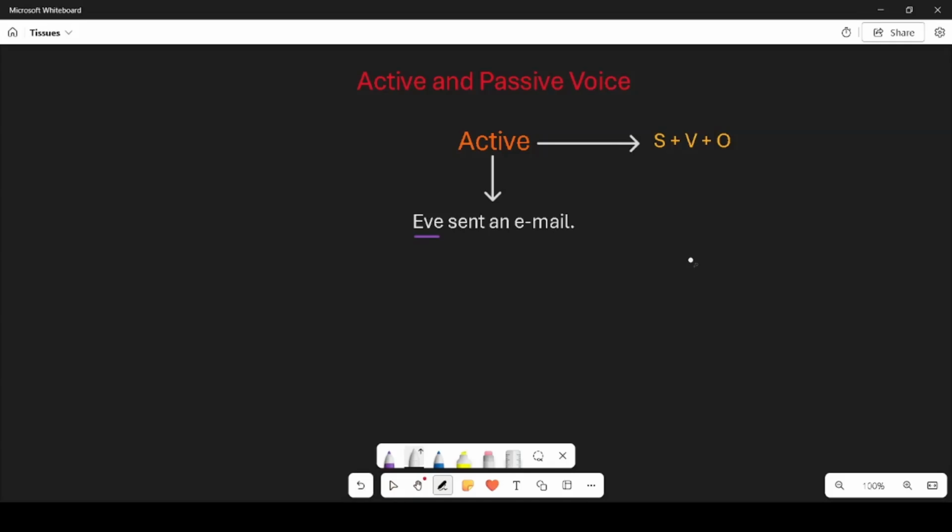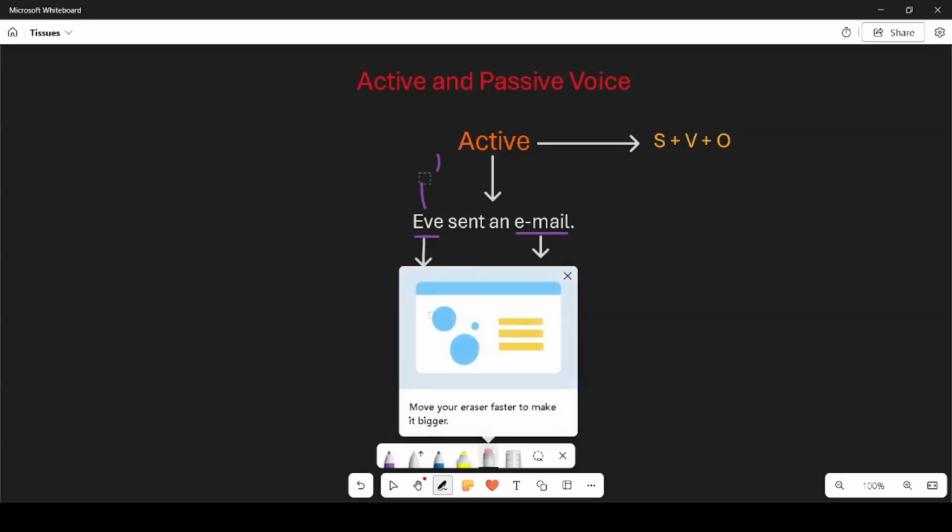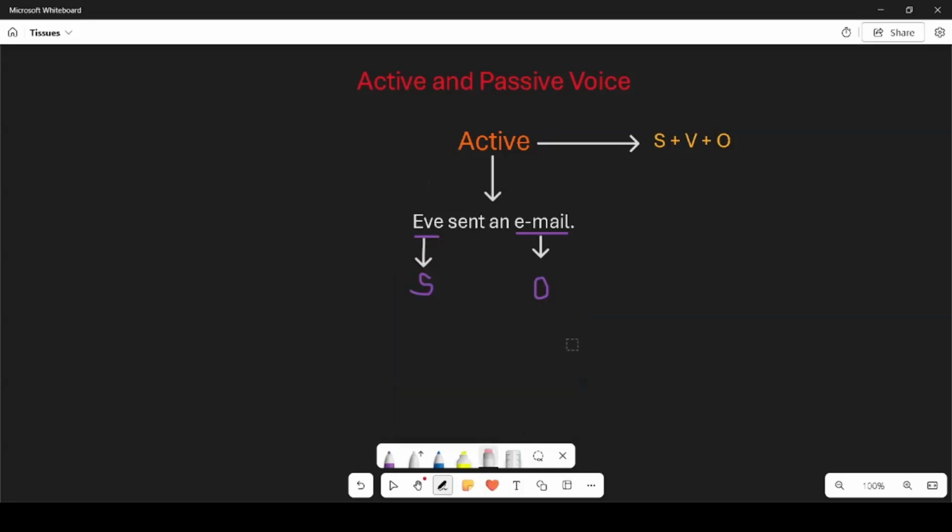When the subject is a performer or doer of the action, here Eve is the subject. Eve is a subject, and email is the object. So Eve is doing the action. So this sentence is in active voice. But what if this is not the case? Well, when this is not the case, we'll have passive voice.